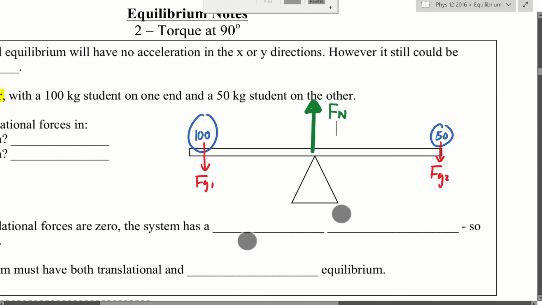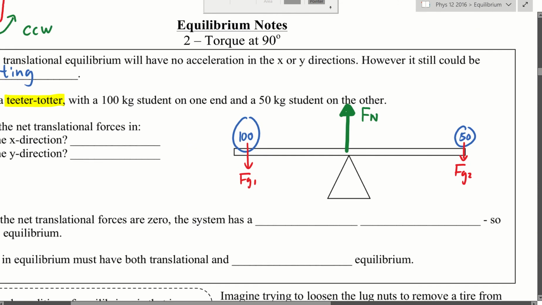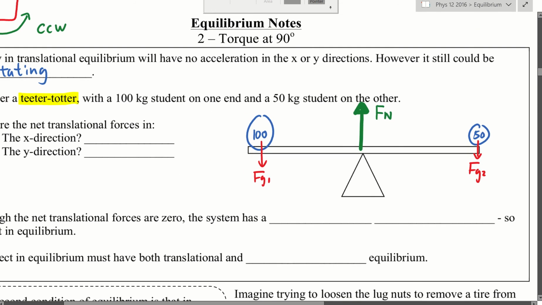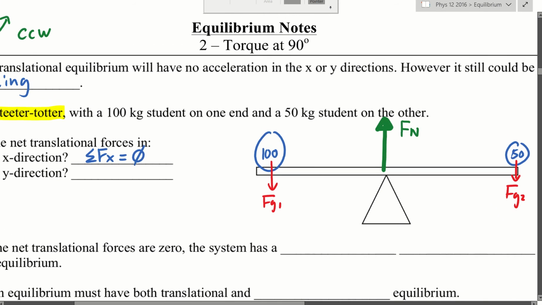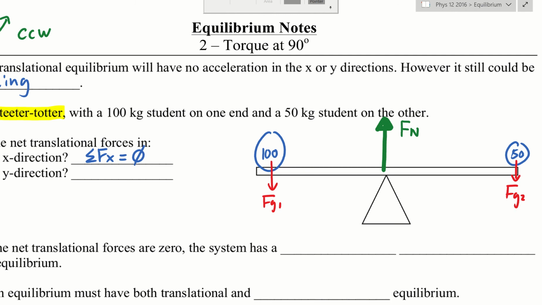When you look at the system like this, let's look at all the forces in the x and y directions. Forces in the x direction aren't even there, so in the x direction all the forces add up to 0. It makes sense because there isn't a force in the x direction at all. But what about the y direction? In the y direction, we do have forces. We have Fg1, Fg2, and the normal force.